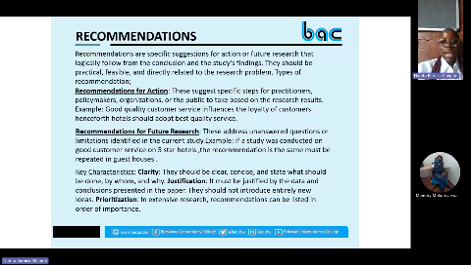Then prioritization. In extensive research, recommendations can be listed in order of importance.